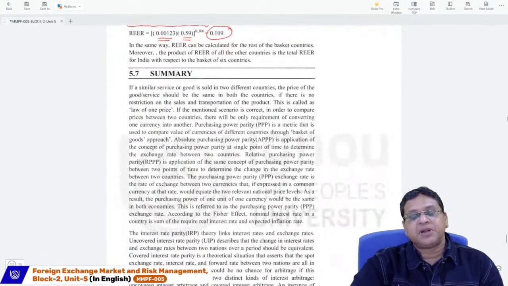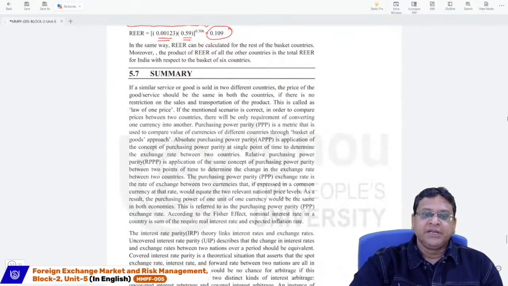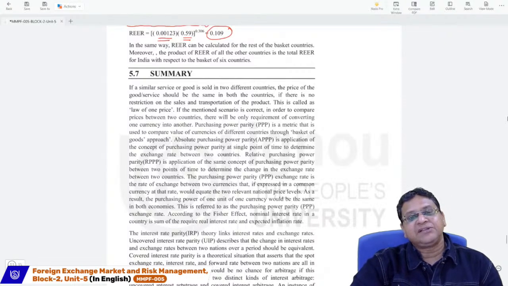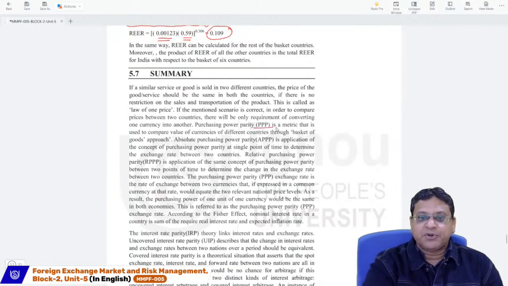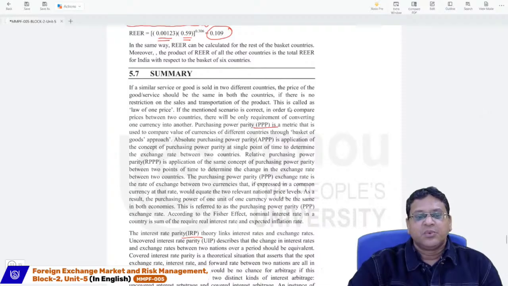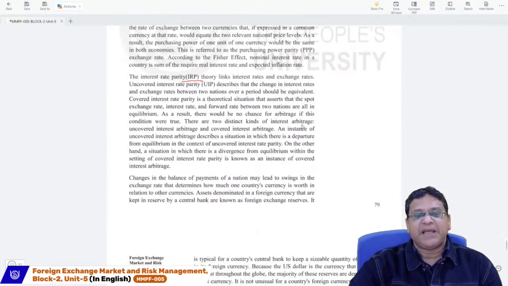So let me summarize my discussion today. In today's class, we have discussed different parity conditions, and we showed the parity conditions by taking the relationship between exchange rate and interest rate, and exchange rate and inflation rate. When we took the relationship between exchange rate and inflation rate, we discussed two important theories: law of one price and purchasing power parity theory. Next, we discussed exchange rate and interest rate, and in that concept, interest rate parity theory.